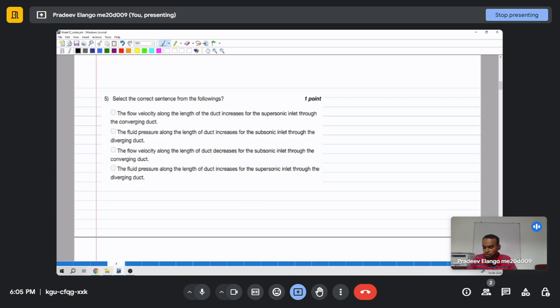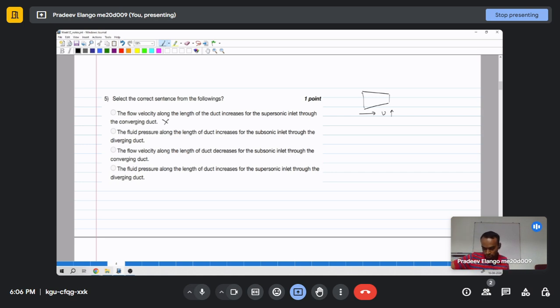Next one, select the correct sentence from the following. The flow velocity along the length of the duct increases for supersonic inlet through a diverging duct. So it is a converging duct. The flow velocity across the length increases for supersonic, so this is false. The flow through a converging duct, only in the subsonic condition it acts as a nozzle and the velocity keeps increasing. So this is false.